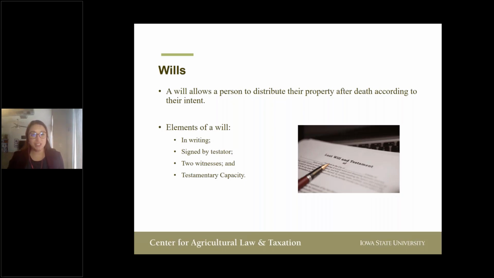But there's also this issue of testamentary capacity. The testator has to have the mental capacity to make a will. And that's actually one of the most common issues that comes up, not so much the first three technical requirements, but whether there was testamentary capacity.